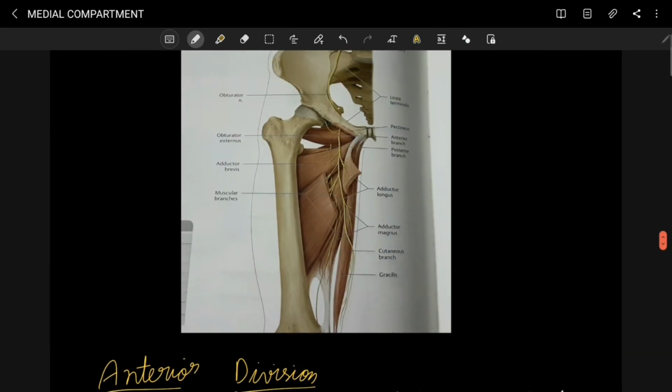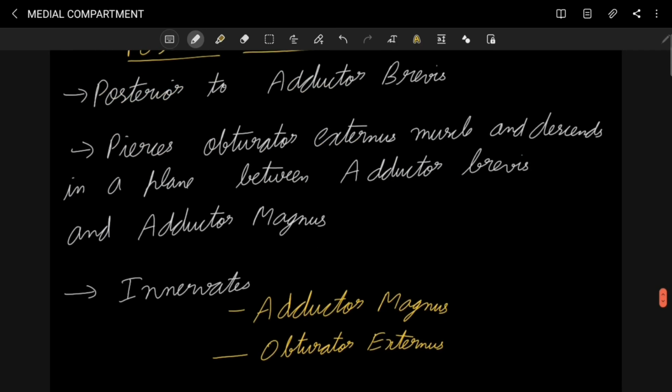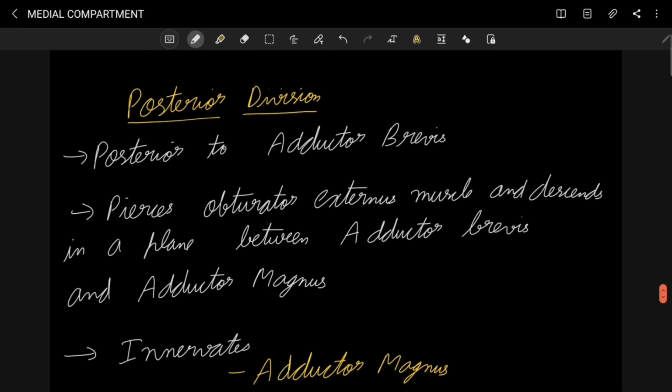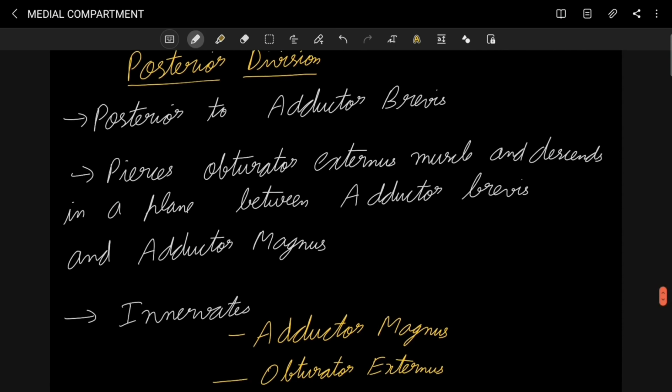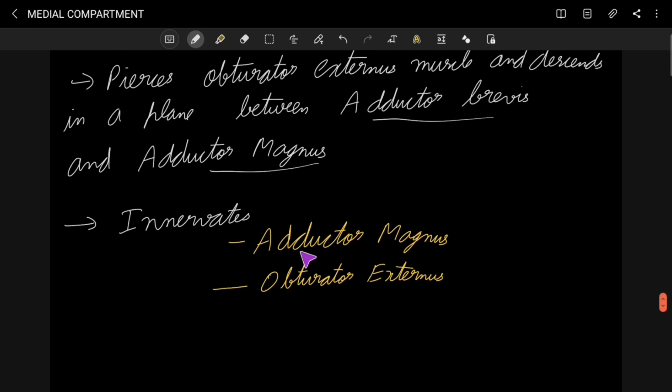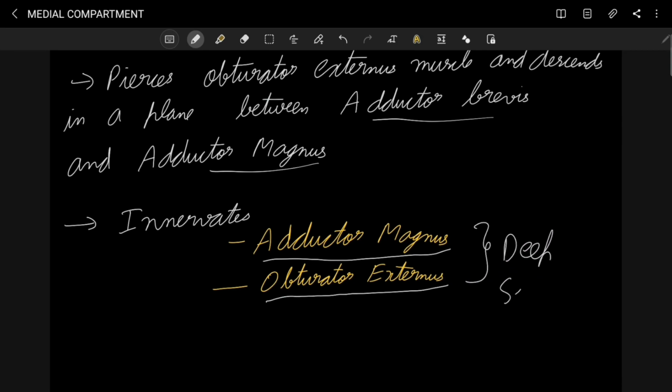So then the second division, the posterior part of the obturator nerve, descends posterior to the adductor brevis muscle. It pierces obturator externus muscle, descends in a plane between adductor brevis and adductor magnus. So it basically runs between adductor brevis and adductor magnus, innervates adductor magnus and the obturator externus. So basically the deep set of muscles or the posterior muscles.